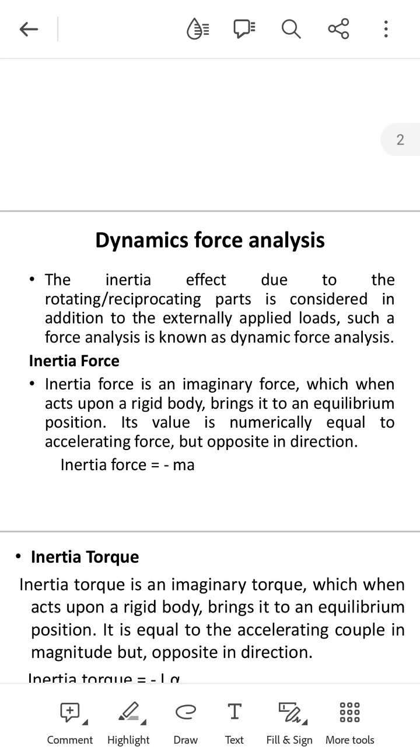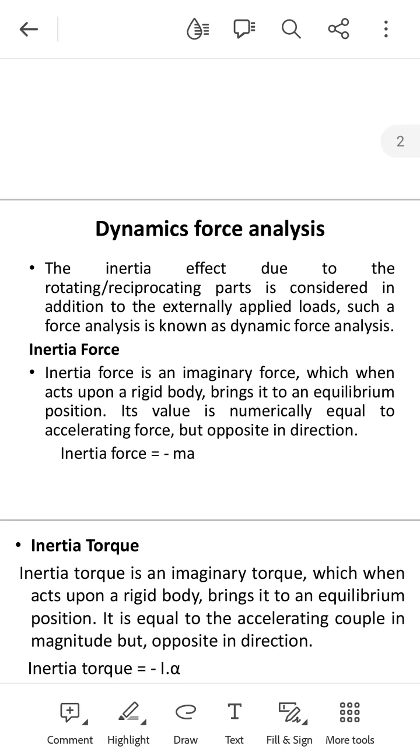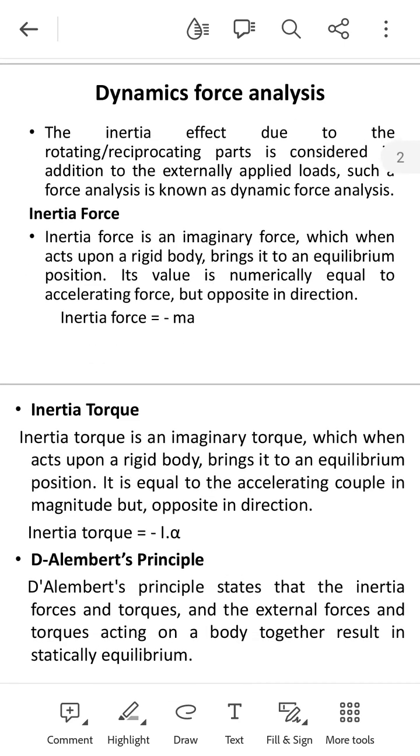Inertia force is an imaginary force which, when acting upon a rigid body, brings it to an equilibrium position. Its value is numerically equal to the accelerating force but in the opposite direction. Inertia force is equal to minus m into a. Next, inertia torque is an imaginary torque which, when acting upon a rigid body, brings it to equilibrium. It is equal to the accelerating couple in magnitude but in the opposite direction. Inertia torque is equal to minus I into alpha.